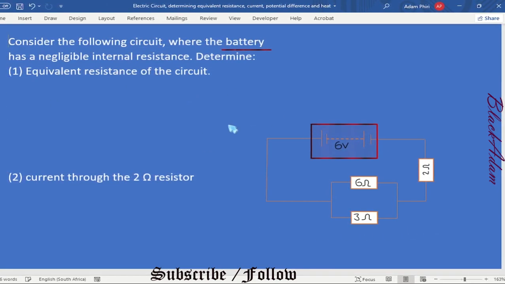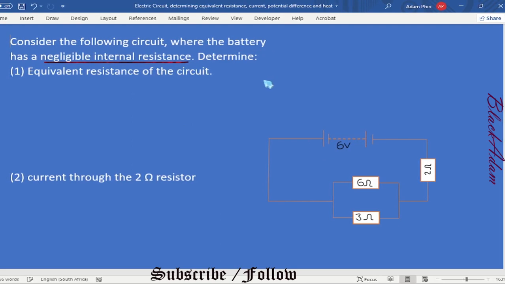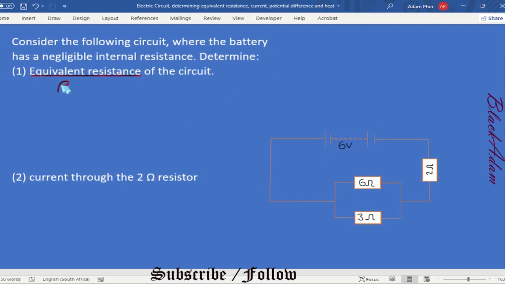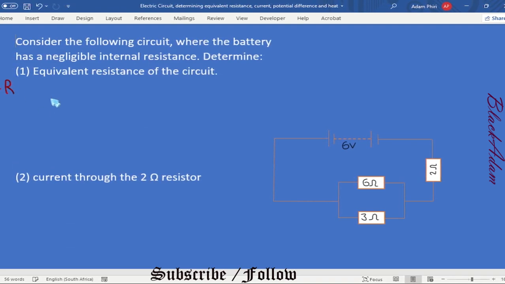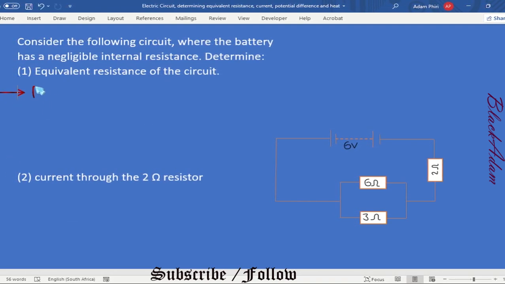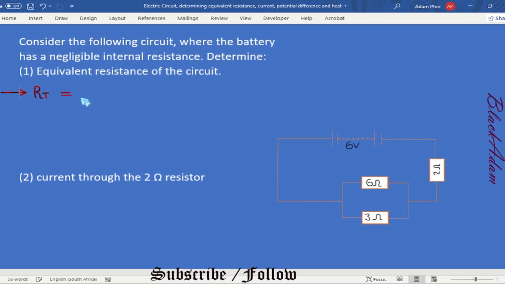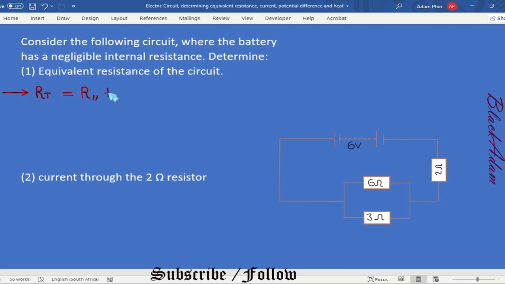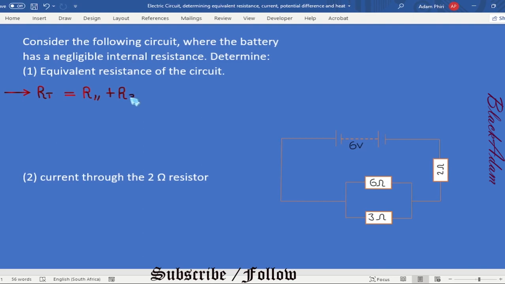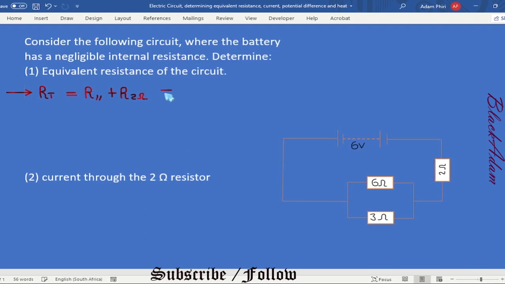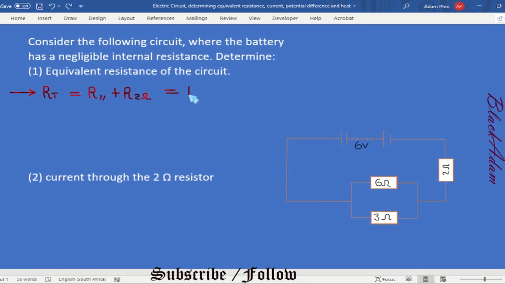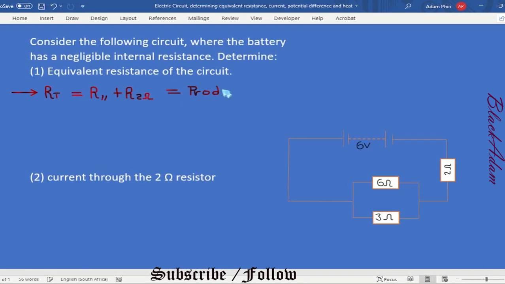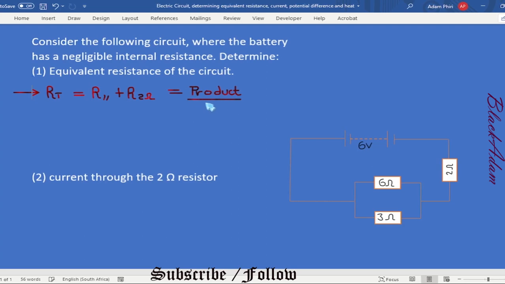So that is the circuit, and that's the battery, which has negligible resistance. Equivalent resistance means that you need to find the total resistance. So we have total resistance, which is resistors in parallel plus resistors in series, or plus other resistors. For parallel, that would be product over sum.